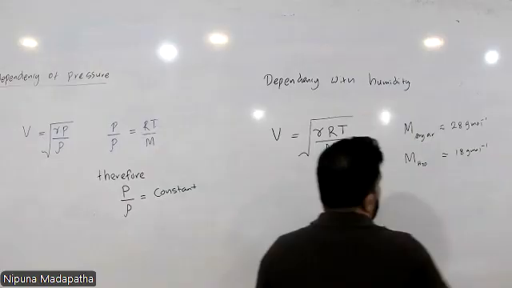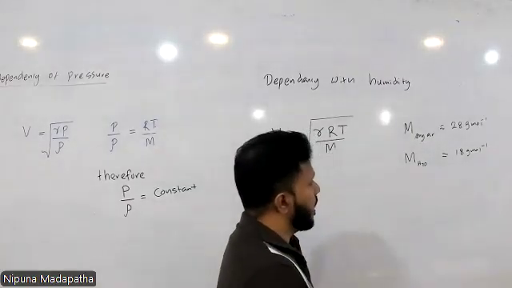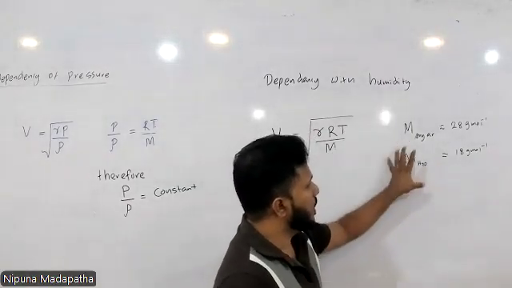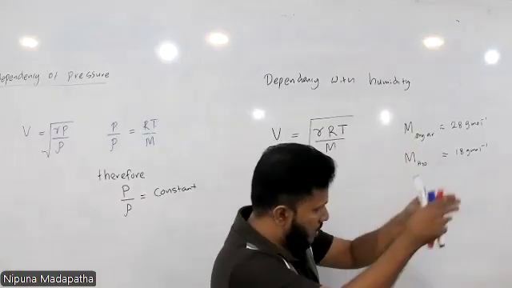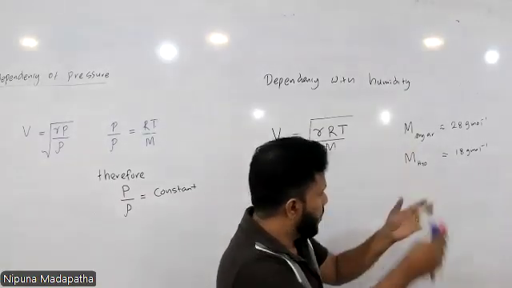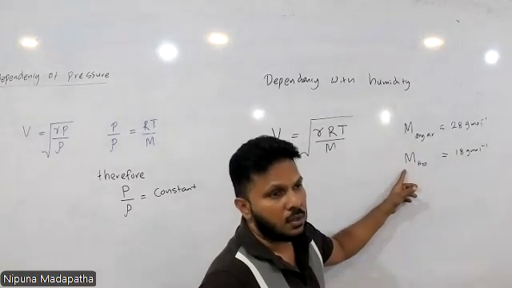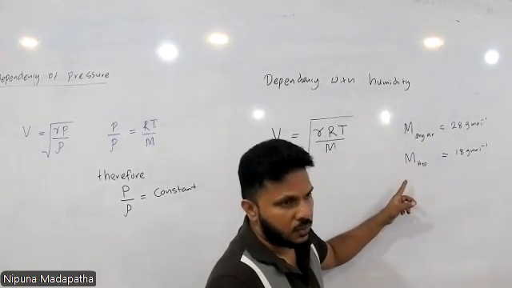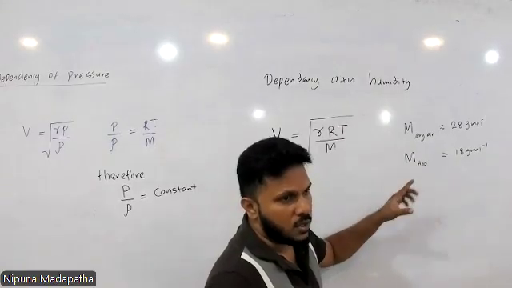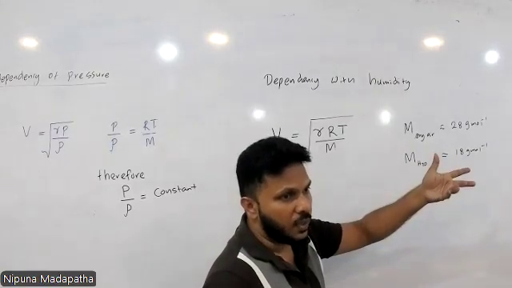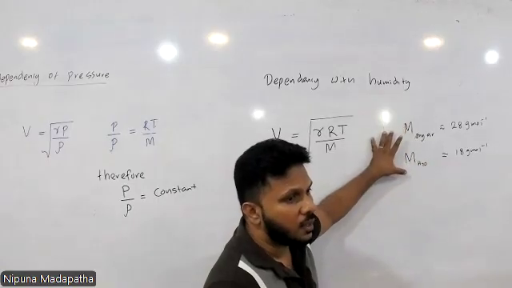So when the humidity is high, that means the amount of water vapor in a given volume of air is high. So that will affect. How will that affect? If the moisture content is high, the mean molar mass of the air reduces.